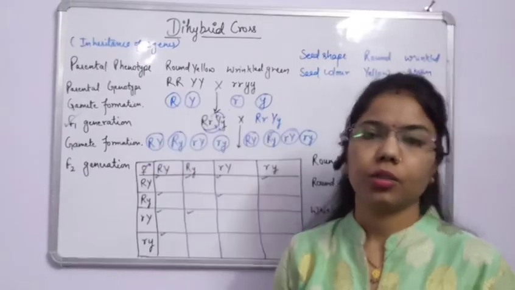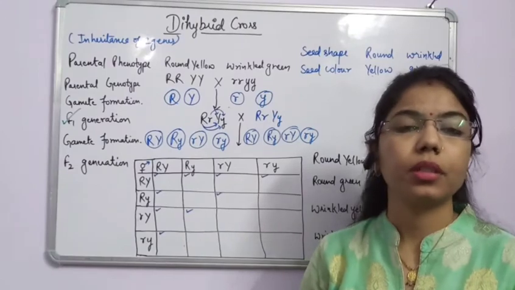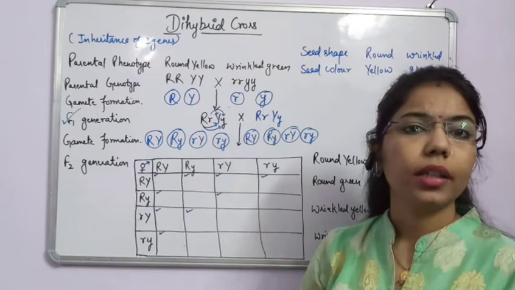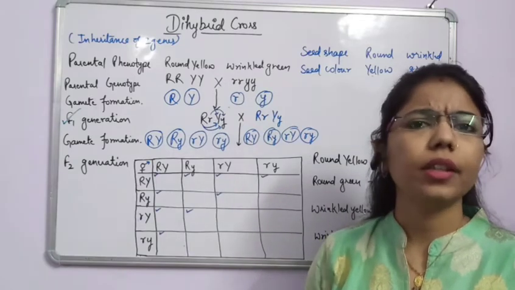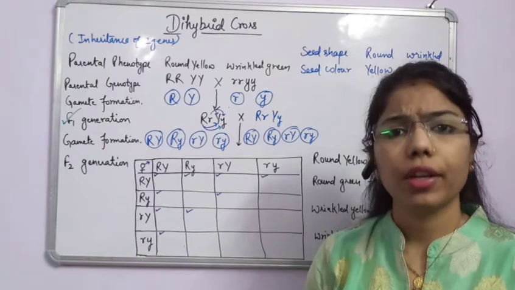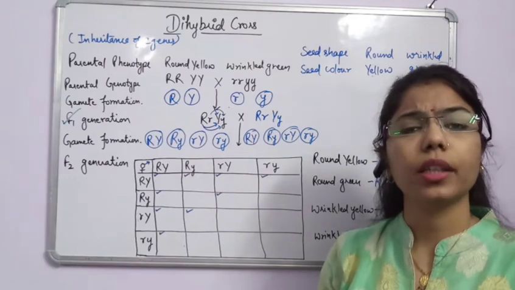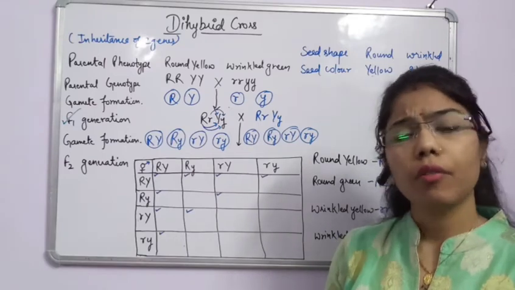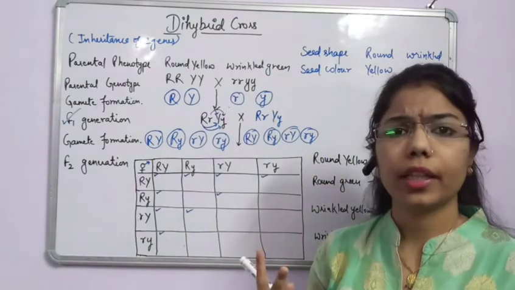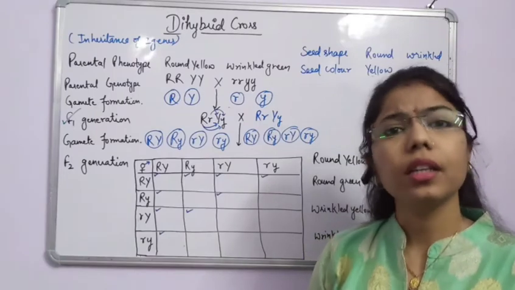Welcome back. Today we are going to start another topic of chapter 5, Principles of Inheritance and Variation. Here we will discuss the dihybrid cross. As we have done in monohybrid cross, what was the monohybrid? When we are studying one character at a time, how the inheritance of one character takes place. Here we will talk about the inheritance of two characters or two genes, because we know that a character is governed by the genes.